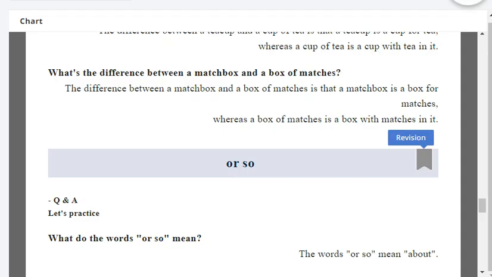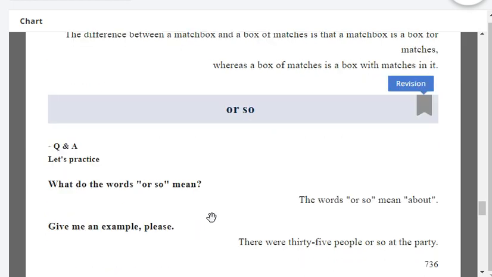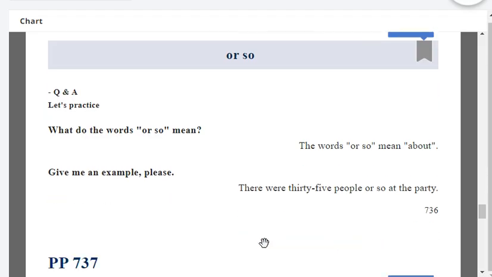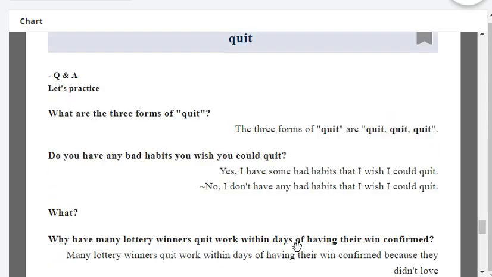Okay, next. What do the words or so mean? The words or so mean about. Give me an example, please. There were 35 or so people at the party. Very good.